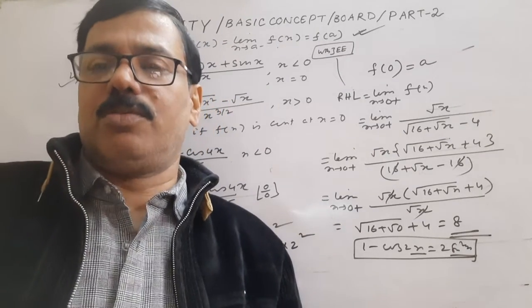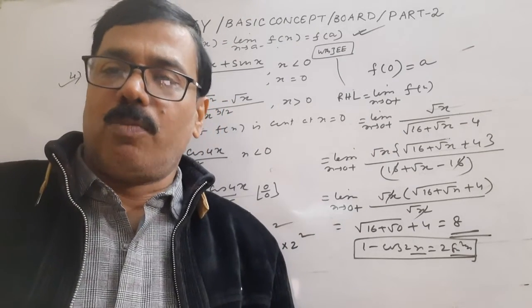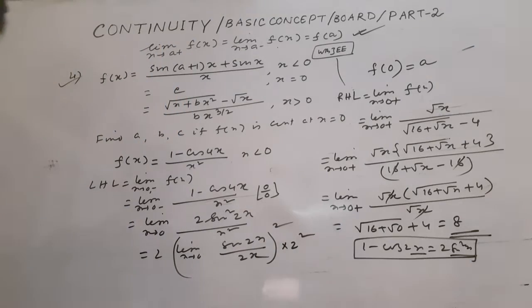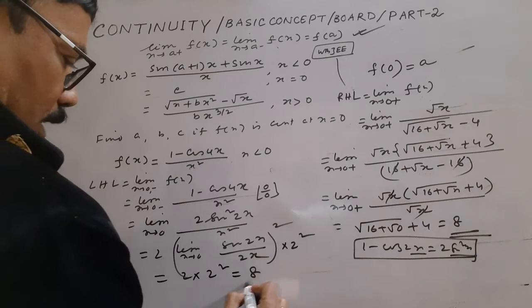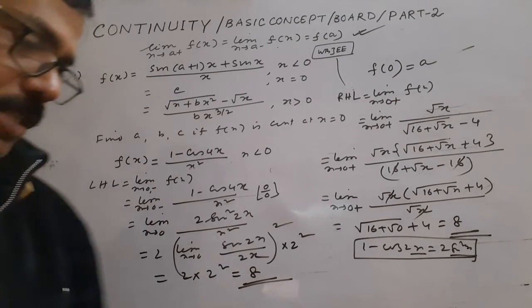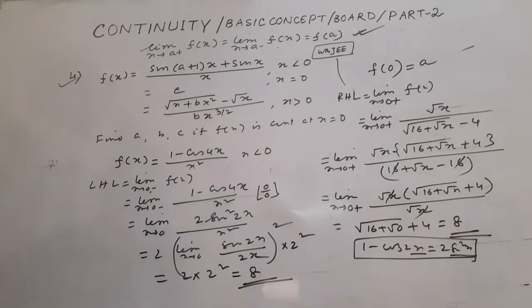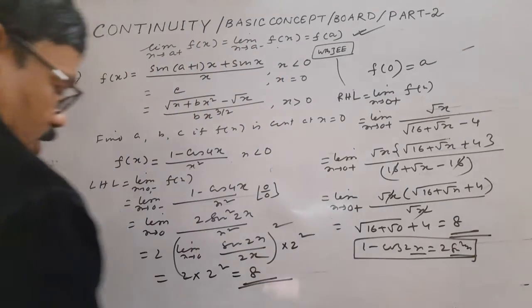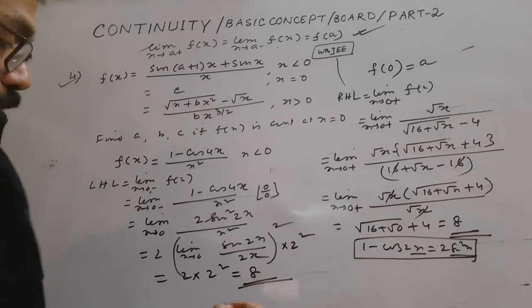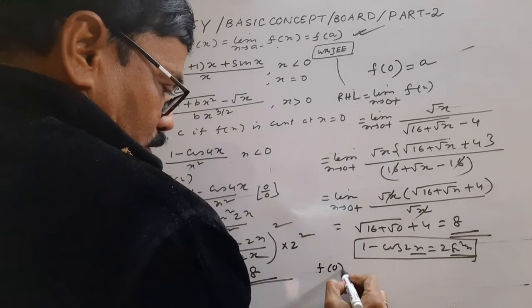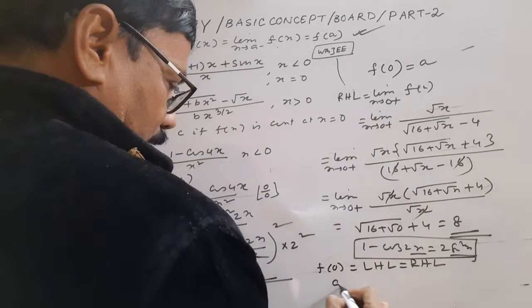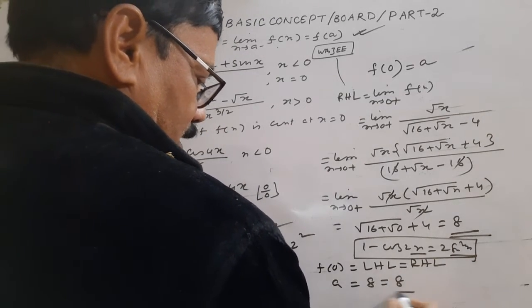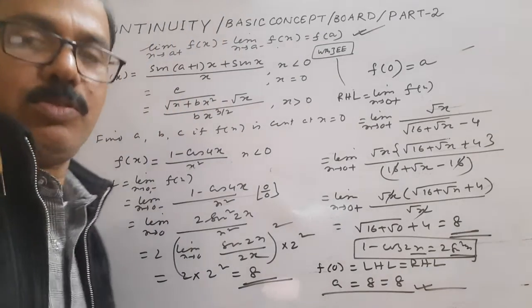So actually continuity is a problem of solving limits. So 2 into 2 square, this is 1, so 8. Now find the value of a if f(x) is continuous at x equals 0. So what is our definition? f(0) equals LHL equals RHL. So what is f(0)? A. What is LHL? 8. What is RHL? 8. So a equals 8.